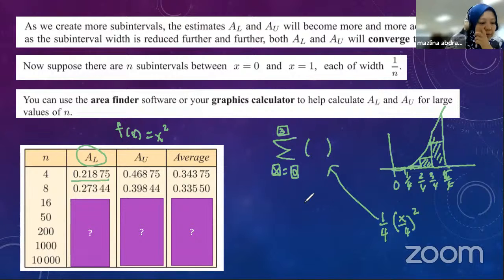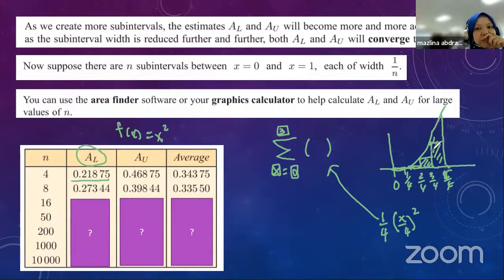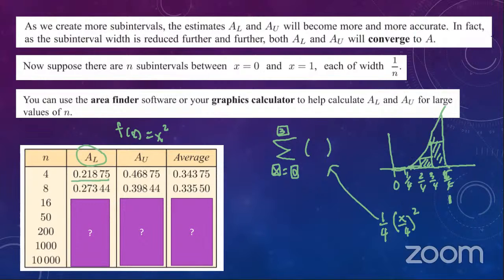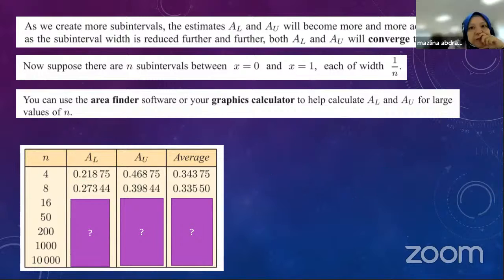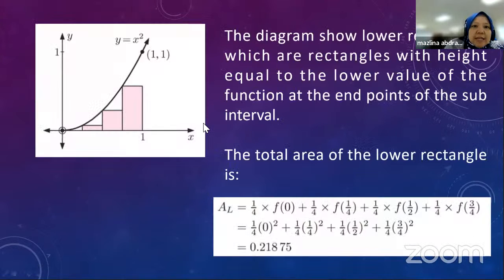Kalau you masukkan ni, teacher, kenapa 3? Kenapa 3? Sebab the first one here, kita ada 3 rectangles only, from 0 until 1. Okay, I'll show you again my previous diagram here. Nampak tak ni? Bila kita want to find the lower parts here, we only have 3 rectangles only.